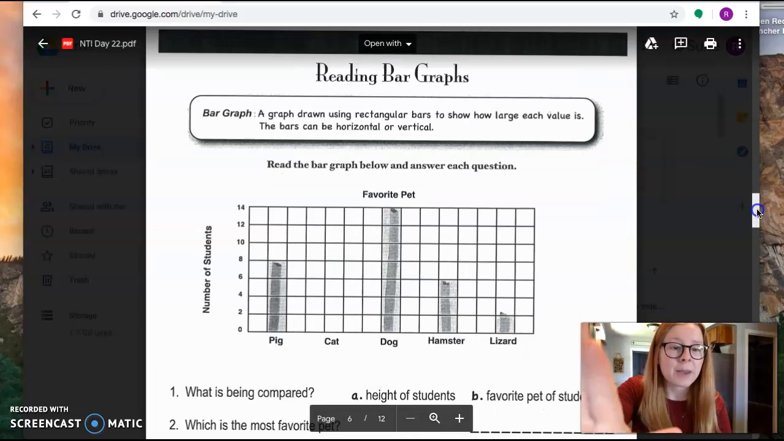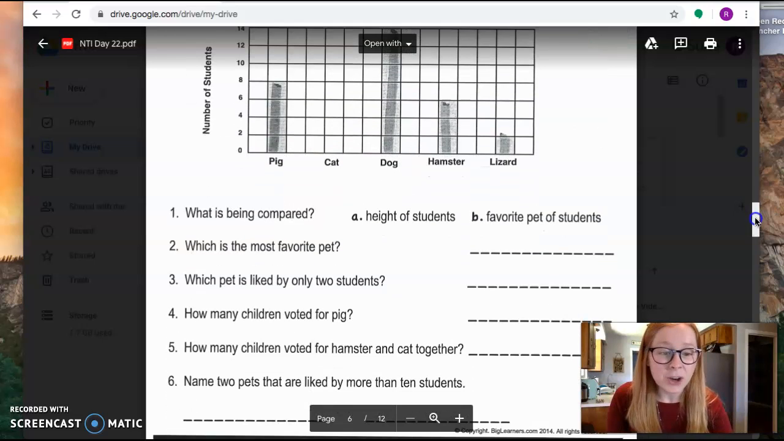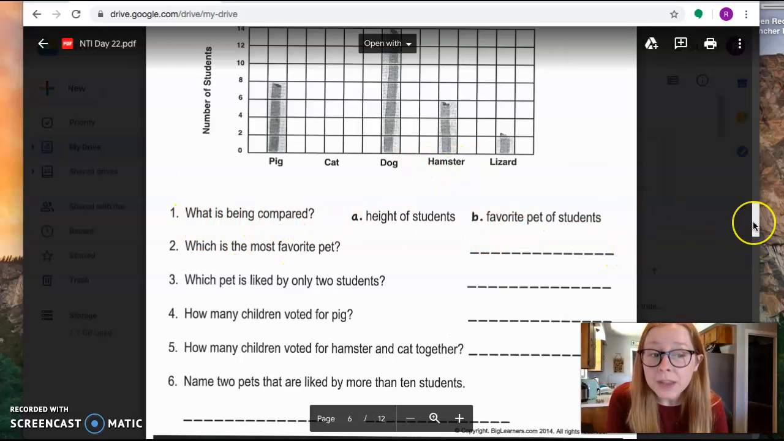Okay, then you have a bar graph. You might have worked on bar graphs in math because you have to do a little bit of math usually when you're working with bar graphs. So I hope that Ms. Coleman has talked to you about these. It says, what is being compared? And we know what that word means because we've practiced comparing and contrasting, right?